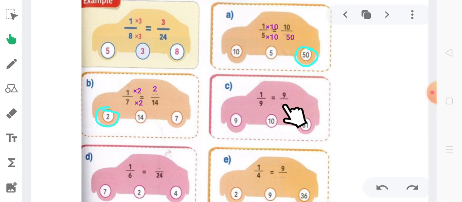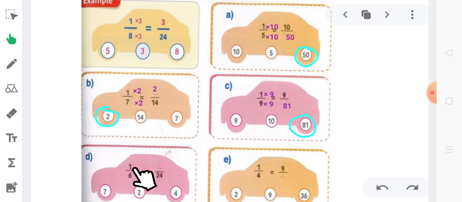1/9 equals 9 over what number? I don't know. Look, what is the completed part? The completed part is the top part. 1 becomes 9. To become big, we should multiply 1 by what number? By 9, of course, up and down. 9 by 9 is 81, sorry. So I'm gonna choose 81.